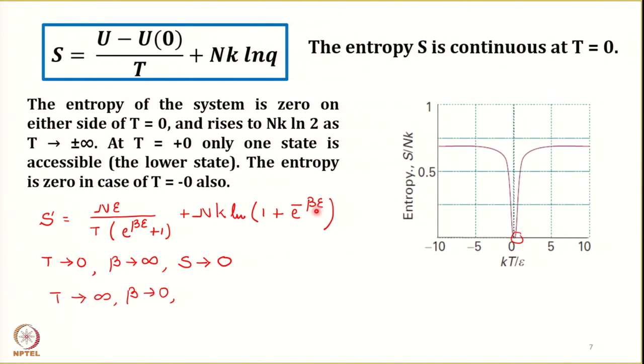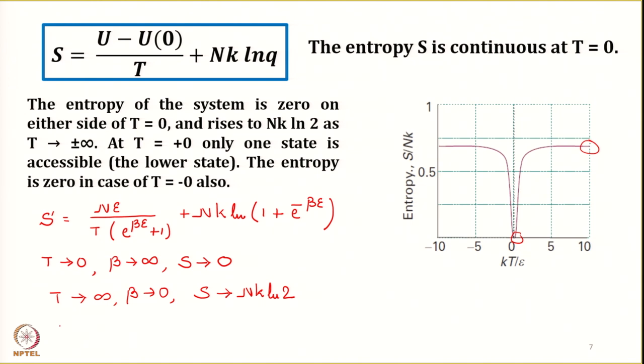And as beta approaches 0, this term becomes 1, exponential minus beta epsilon becomes 1. That means in that case, your S will approach a value of nk log 2. And log 2 is 0.693. And that is what you observe over here.